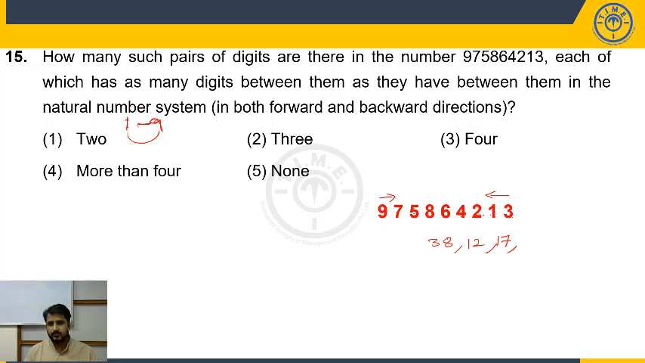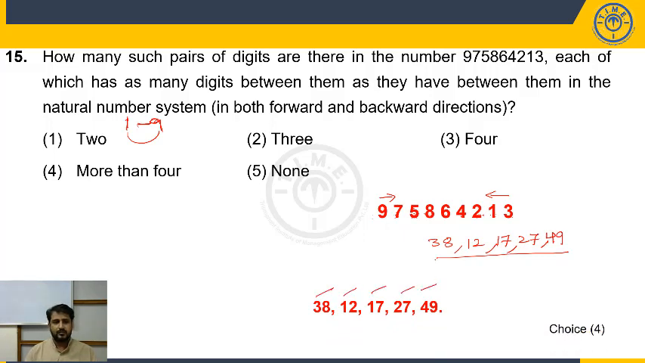Next, 2, 3, 4, 5, 6, 7. Yes, matching. 2, 7. 2, 3, 4, 5, 6, 7, 8. No. 4, 5, 6, 7, 8, 9. Yes, matching. 4 and 9 in the backward direction. Next, 6, 7, 8, 9, no. 8, 9, no. 5, 6, 7, no. 7, 8, no. So how many pairs are there? 5 pairs: 3, 8, 1, 2, 1, 7, 2, 7, 4, 9. So more than 4. Choice 4.